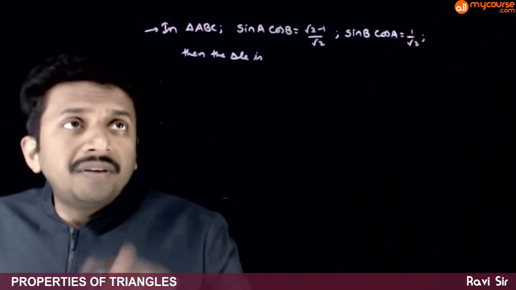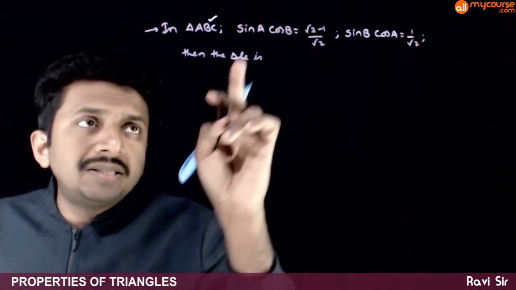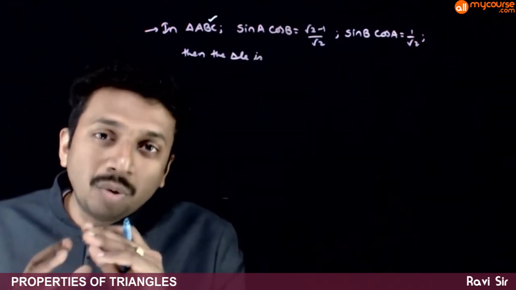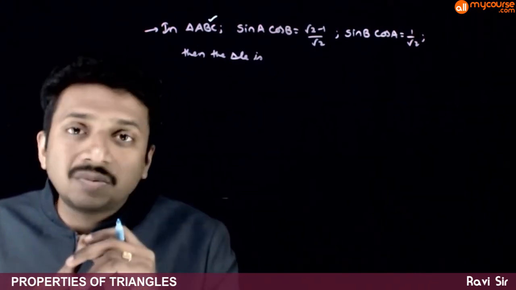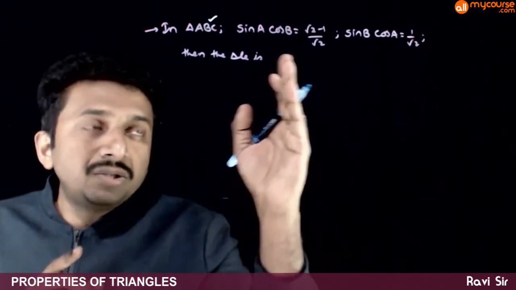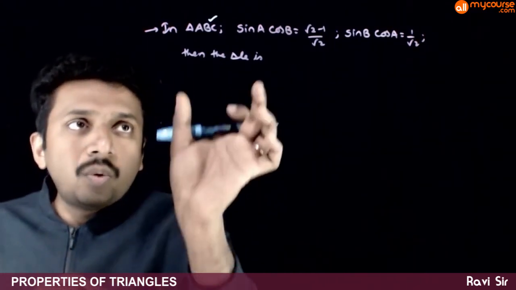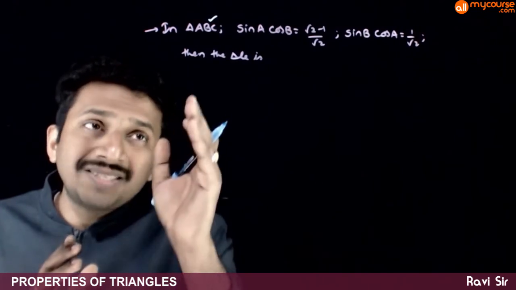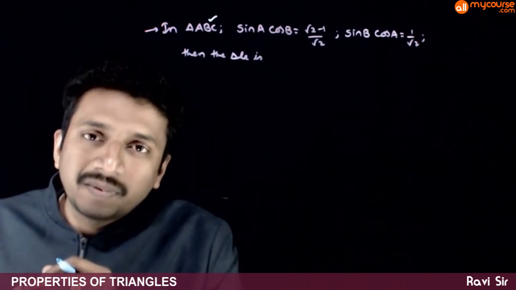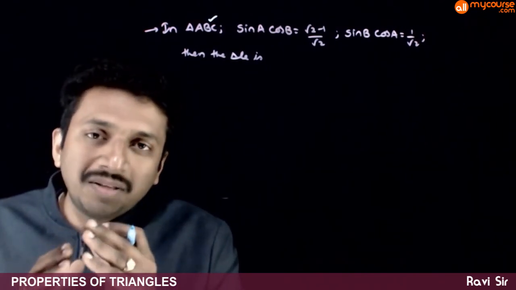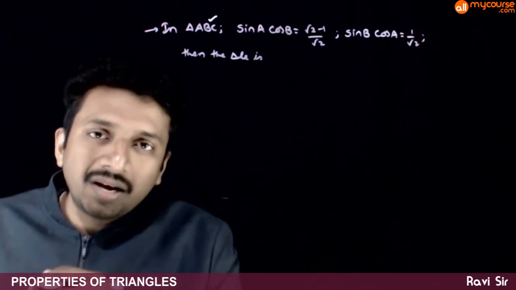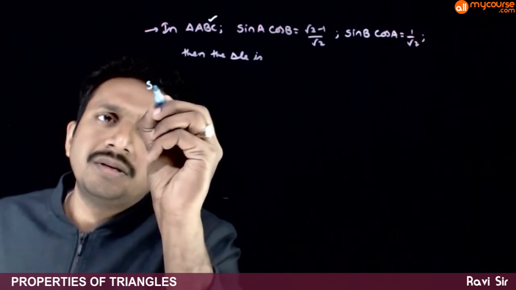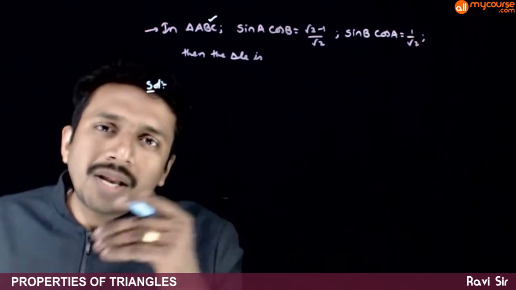So in this question, you're given that in a triangle ABC, the value of sine A cos B is root 2 minus 1 by root 2. And the value of sine B cos A is 1 by root 2. So if these two informations are valid, what is the nature of this triangle? So you're asked to find whether the triangle is equilateral, isosceles, right angled or right angled isosceles. So from these two informations, what can you conclude?